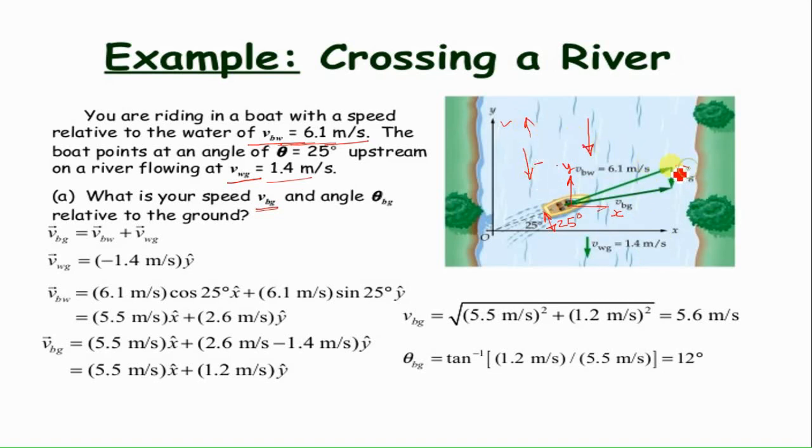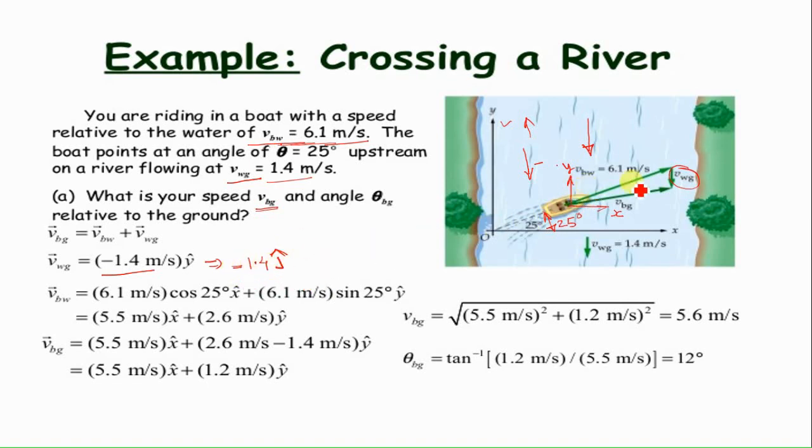So this velocity of water with respect to the ground is in the downward direction. This can be written here as minus 1.4 j, where j is the unit vector in the y direction, and the negative sign represents the negative side.